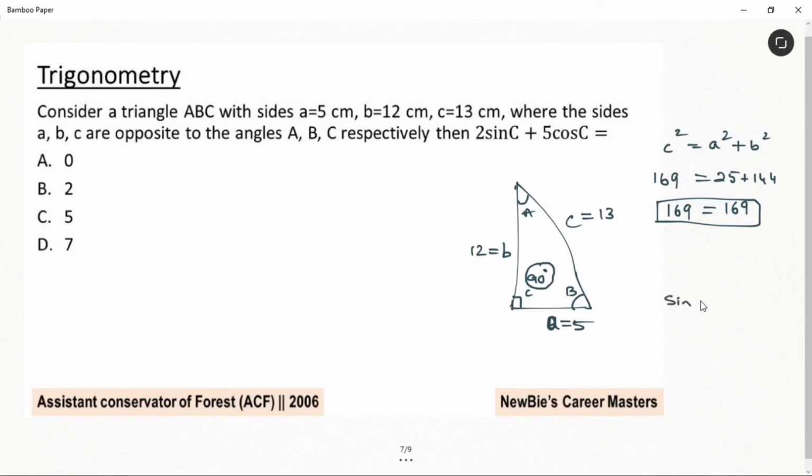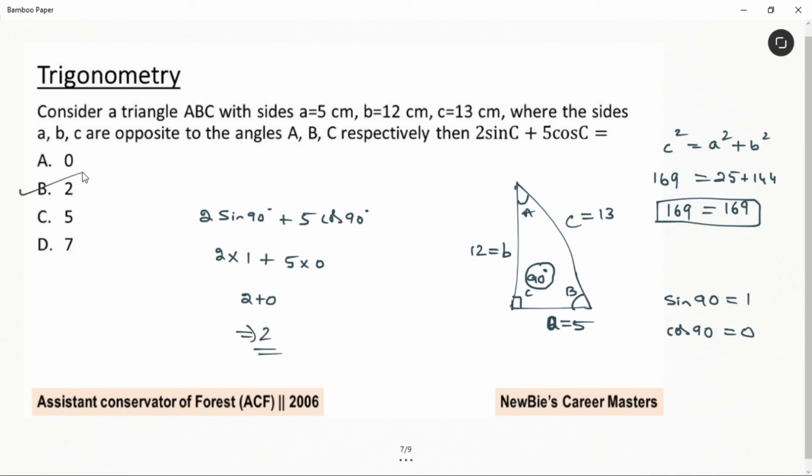Now, after this it is very simple. We have to find sin 90 and cos 90. Correct? Sin 90 is 1. Cos 90 is 0. Let's put that into the equation. 2 sin C means 90 degrees. Plus 5 cos 90 degrees: 2 into 1 plus 5 into 0. Very simple. 2 plus 0, we get the final answer as 2. Simple. This is the answer. Am I clear, everyone?